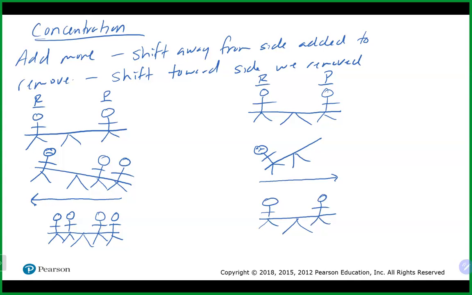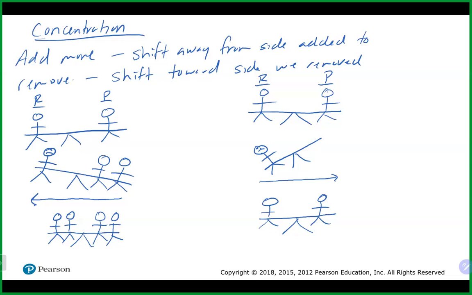So the reason why it shifts away when you add something is basically you're making that reaction occur. So if you add more reactants, there's a lot more reactants. They will start reacting and make products. If you add more products, that's going to cause the reverse reaction to occur, and they will make more reactants.